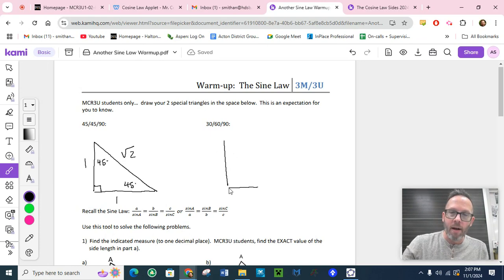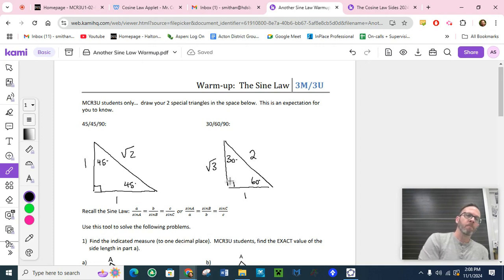And then if you make half of an equilateral triangle, it's 30 degrees. No, wait, that would be 60. It'd be 60 degrees, 30 degrees. The hypotenuse is 2. The bottom side is half of that, 1. And then if you use Pythagorean theorem, you get the vertical side is root 3. You can go back and watch that lesson on how we made those. But the 3U people just got to know them.